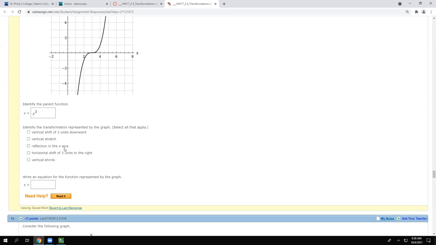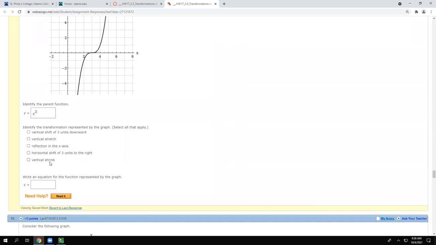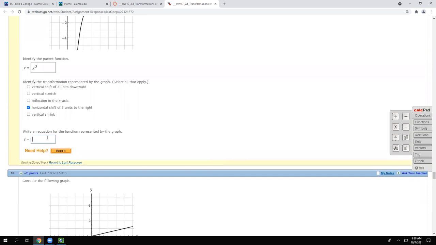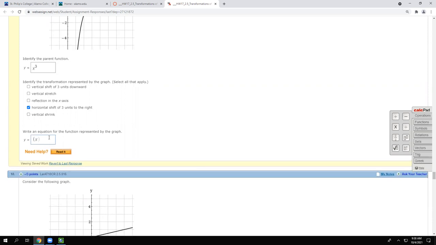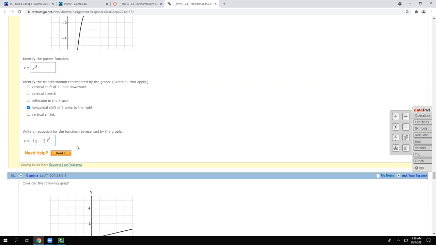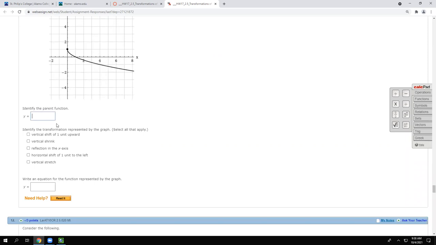So do not select reflection over x-axis because it's still facing the same way as the parent function, okay? And there's no stretching or shrinking if those squares are still 1 box away, okay? But is there any shifting happening? It does move over this way, doesn't it? So it does move to the right. Did it have to go down at all? No. So that's it. And so then if I'm going to the right, it's just x. Oh no, it's inside, isn't it? So it's x minus 3 on the inside. And then that's that. What basic function is this one? I'll just do this part. X. What is the parent function of this one?